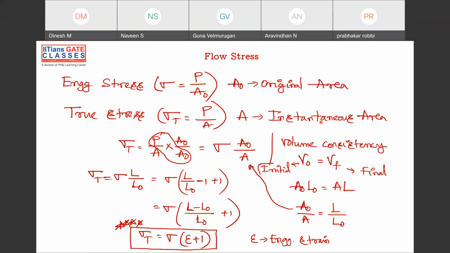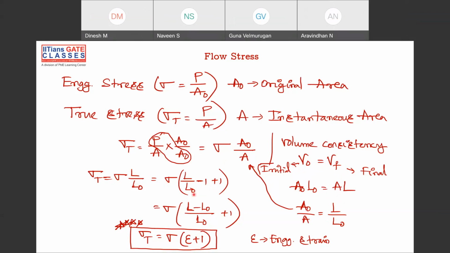And there is this thing called volume consistency. If you apply some load onto your member, it doesn't change its volume because you're not removing or adding material. So it has to maintain volume consistency: the initial volume is equal to the volume at any instant. That's why we write A naught L naught, the initial volume, equal to the instantaneous volume A into L. Then A naught by A is L by L naught. Hence we can substitute A by A naught by L by L naught here.